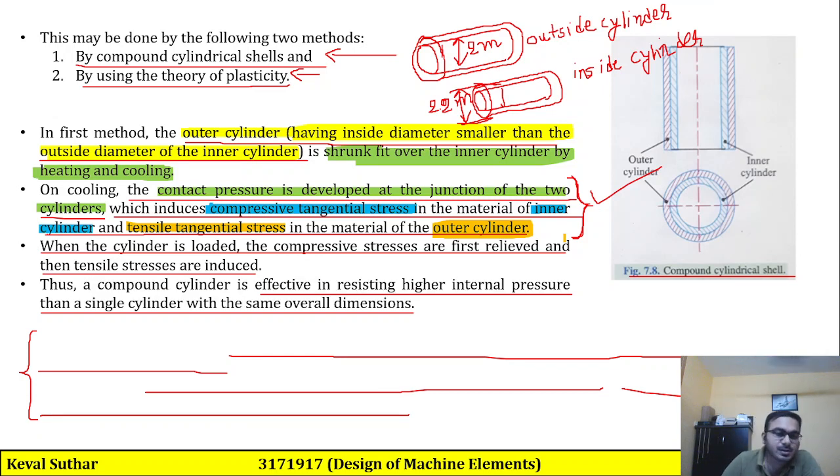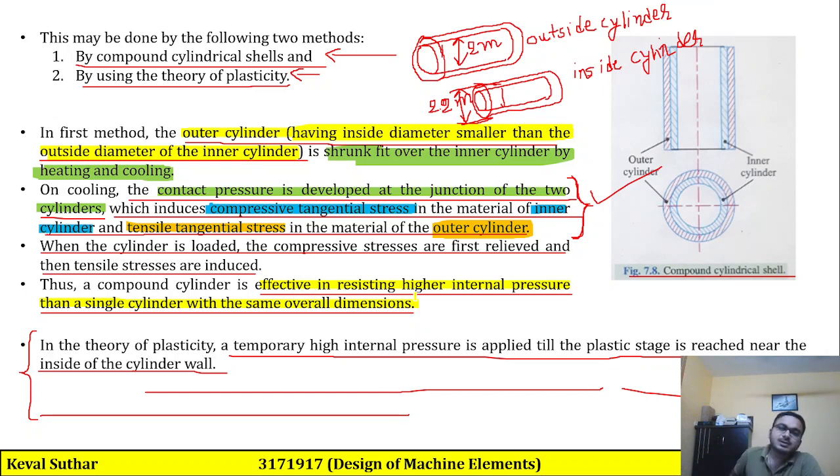Thus a compound cylinder is effective in resisting higher internal pressure than a single cylinder with the same overall dimensions. So they are trying to say here that a compound cylinder is more capable of handling high internal pressures than a single typical cylinder.